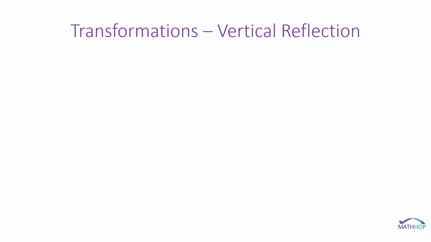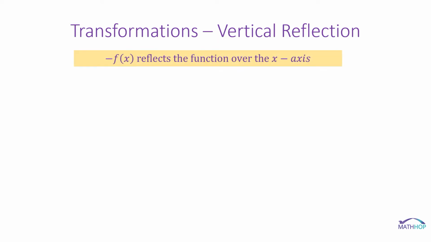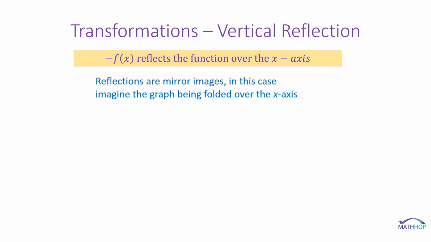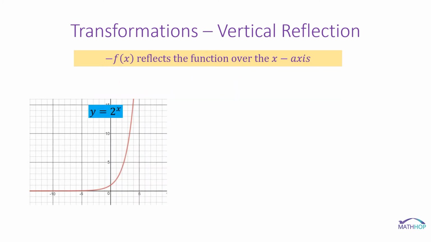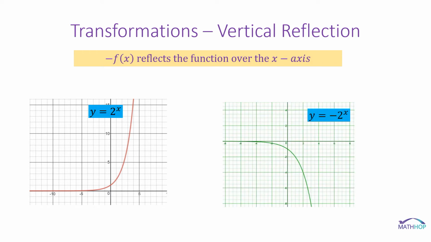All right, let's look at some vertical reflections. Let's get to something that we already understand. Negative f of x, or negative 1 times f of x, reflects the function over the x-axis. Remember, reflections are simply mirror images. In this case, imagine the graph being folded over the x-axis. So y equals 2 to the x looks just like the parent function for an exponential, but if we say y equals negative 2 to the x, then we have reflected that over the x-axis.